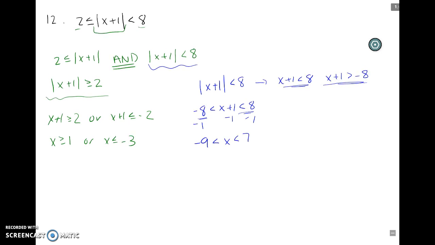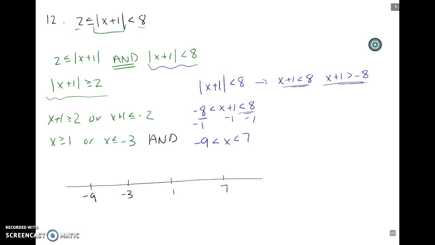Okay, so now we have 2 different inequalities. Remember, this is an AND in between these two. And we've got an OR and an AND. So I'll draw my number line, put all the numbers that I see. I see a negative 9, a negative 3, a positive 1 and a positive 7. So those are all my numbers.